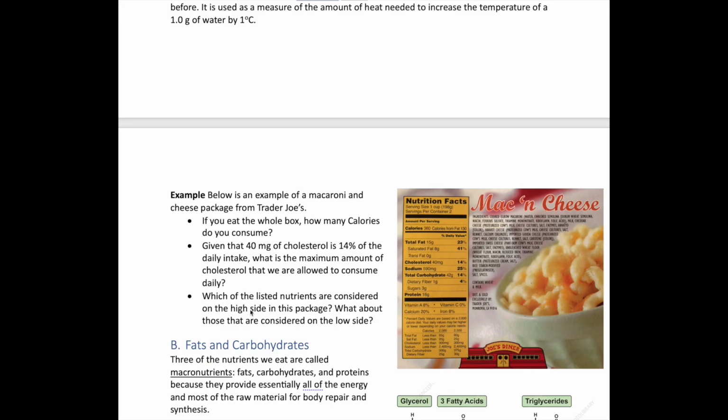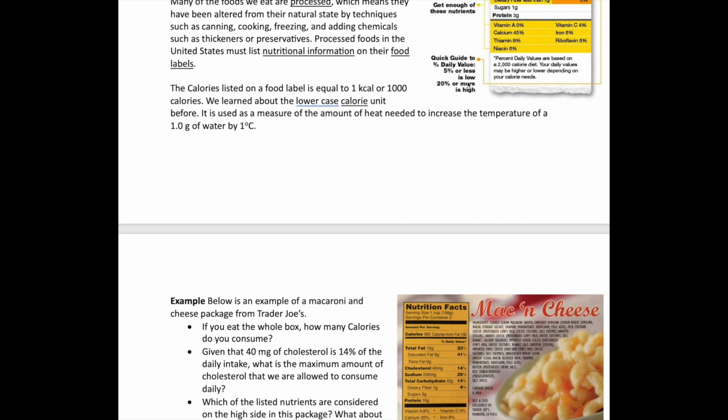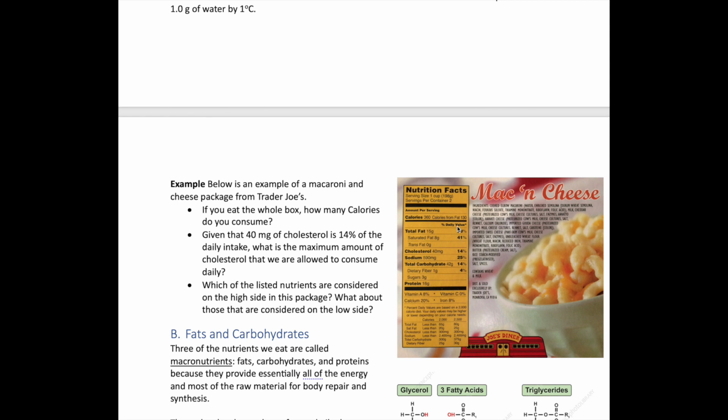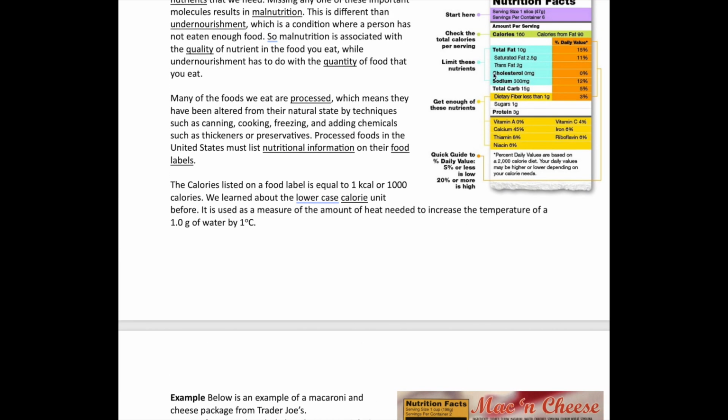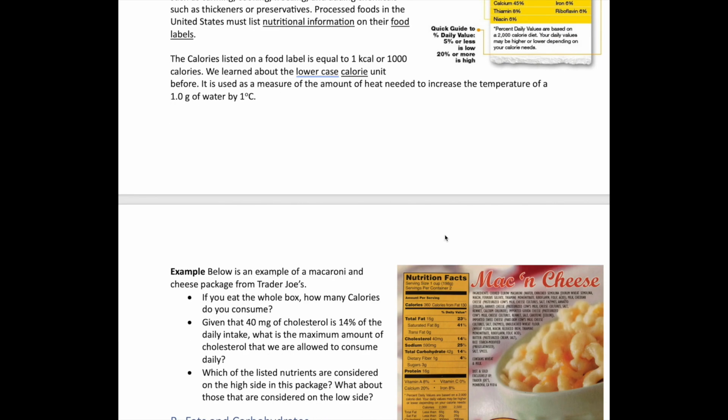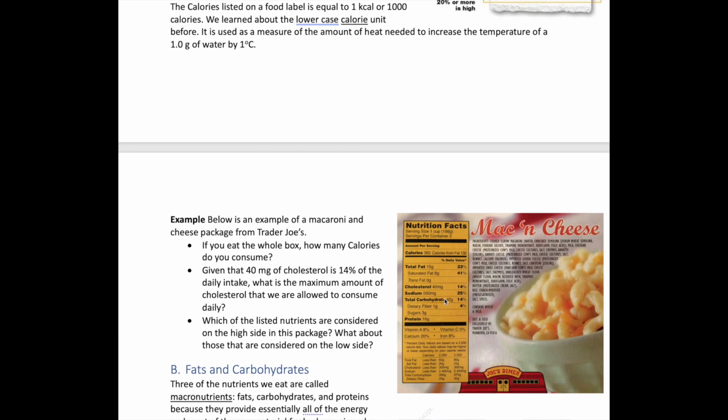The last question is about which of the listed nutrients are considered on the high side. Remember, we talked about earlier in that box, if you have 5% or less, that's considered low. 20% or more is considered high. So you want to look through here and see which ones are kind of high. Numbers that jump out immediately are total fat. This is higher than normal. The saturated fat is super high, and that's not good, because those are parts that you want to limit. If you're eating way more than you're supposed to as a percent daily value, then that's probably not a food item that you want to eat too often.